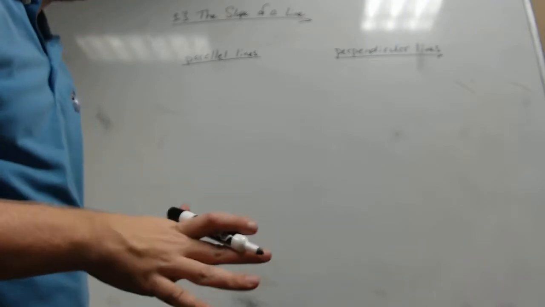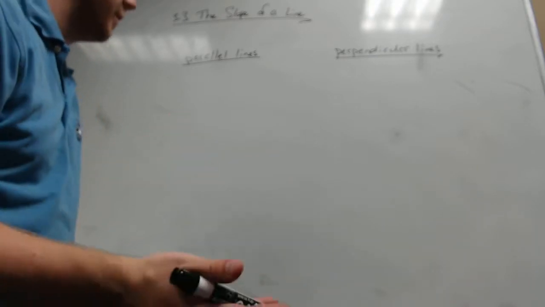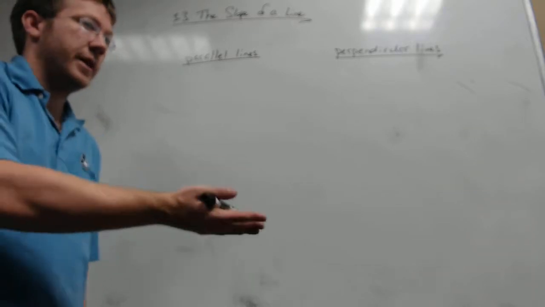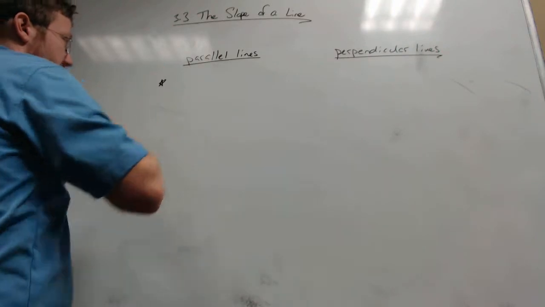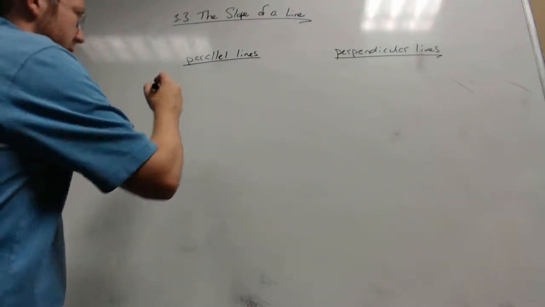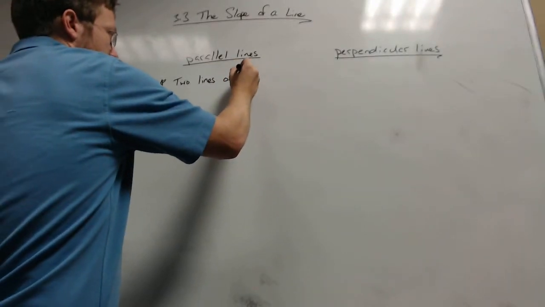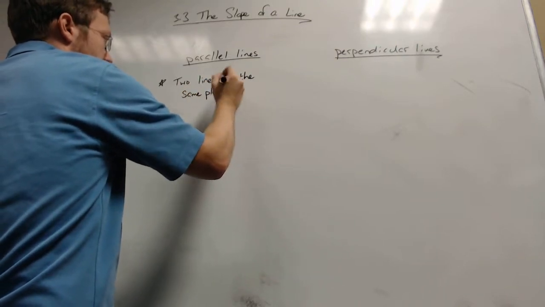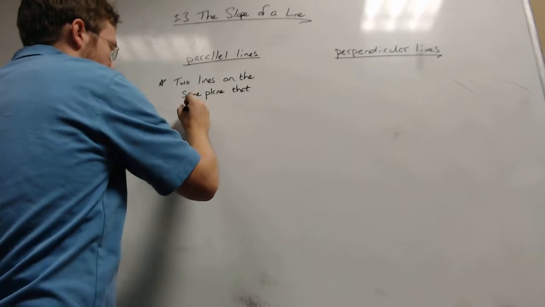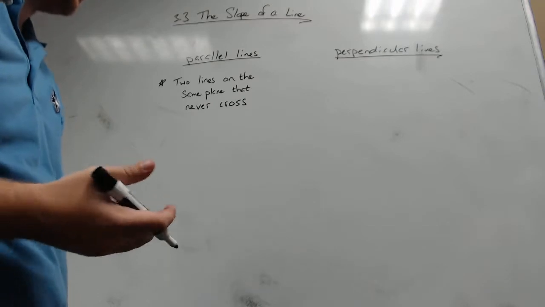And we might already have a characterization of parallel lines and perpendicular lines from a geometric standpoint. If I asked you to describe parallel lines, or if I asked you, are these two lines parallel? What you're probably looking for, and which would be a perfectly good working definition of parallel lines, would be two lines on the same plane and never cross. We know parallel lines when we see them.